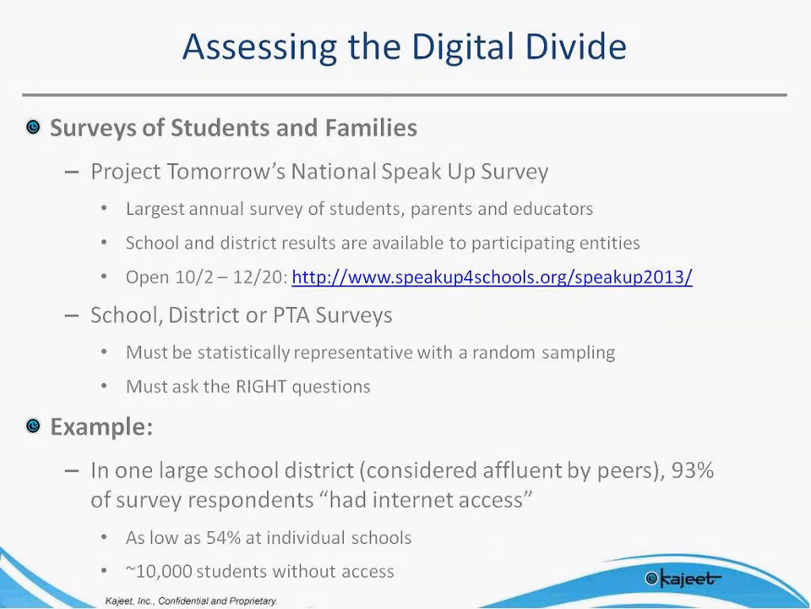When you dug into the survey responses, while you get a 7% gap at the district level, there were individual schools where the response was as low as 54%, meaning 46% of the students in those schools didn't have access. So even within your district, there could be different levels of access and equity depending on many factors. Because this was a large district, even a 7% number, while it sounds small, represents around 10,000 students. That's a pretty big number.